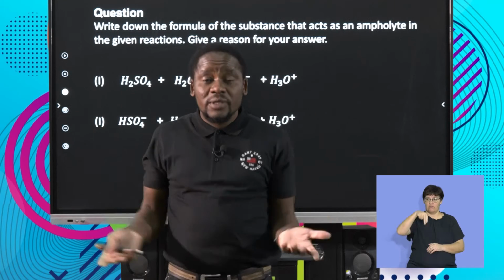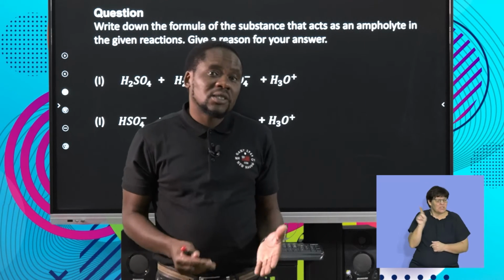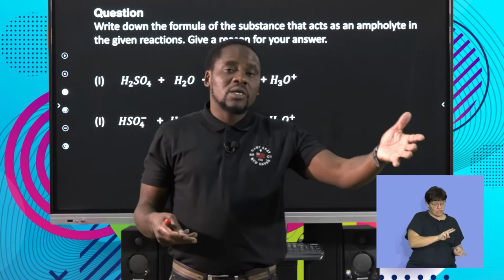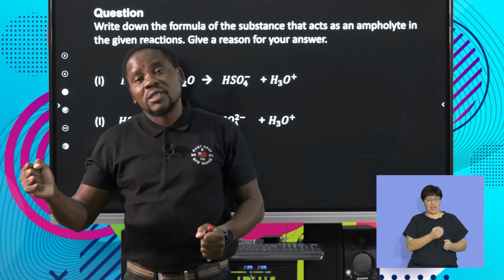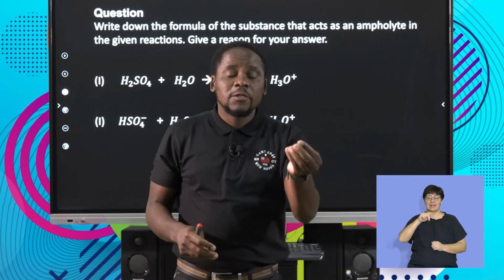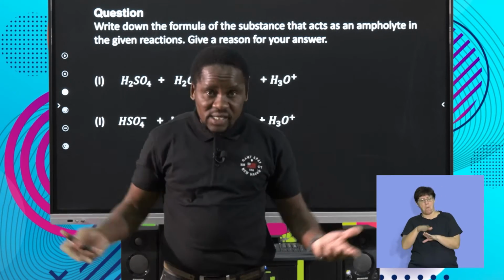Then we need to ask ourselves what an ampholyte is. In the context of acids and bases with respect to the transfer of protons, there is a proton donor, which is an acid. There's a proton acceptor, which is a base. So an ampholyte is typically a substance that can act as an acid or a base in different reactions, right?